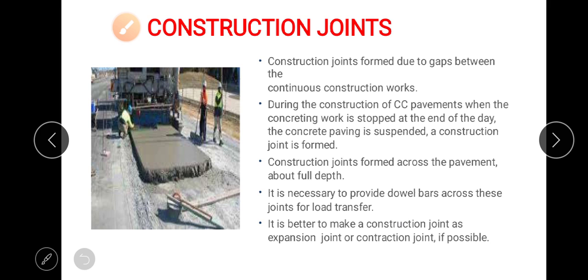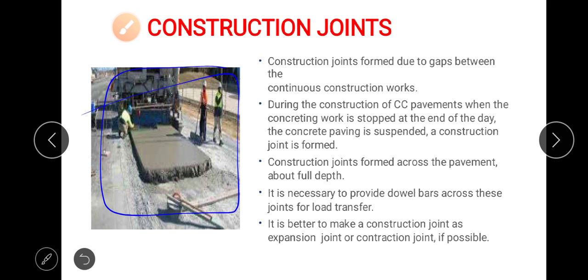You see, while construction is going on, this photograph reflects construction joints formed due to gaps between the continuous construction works. During the construction of CC pavements, when the concreting work is stopped at the end of the day, the concrete paving is suspended, and a construction joint is formed. That is known as a construction joint. Okay. When the work is stopped, next day it is to be continued. That means a joint is to be formed between the two new castings of different slabs on 2 different days.